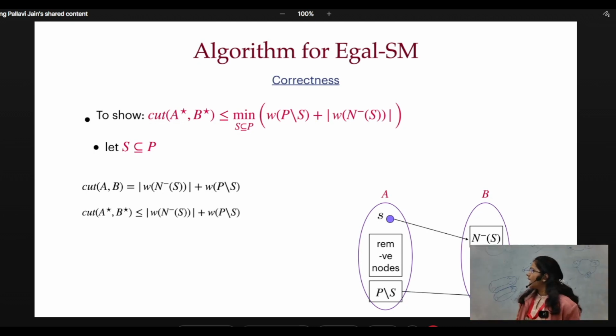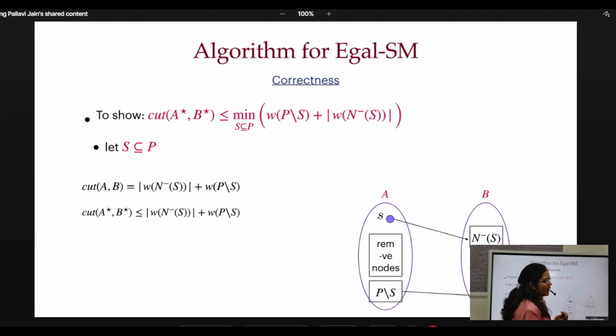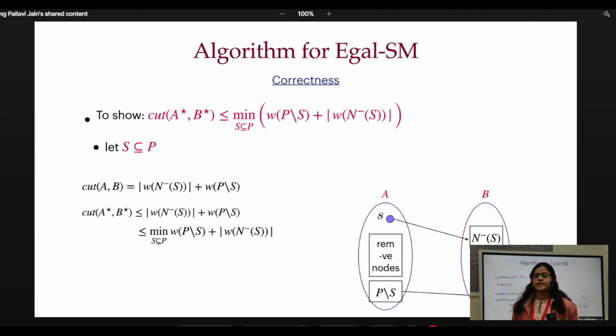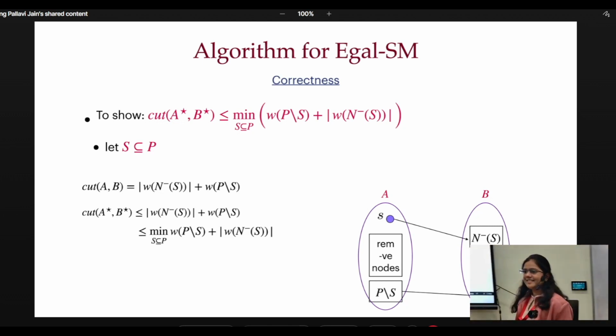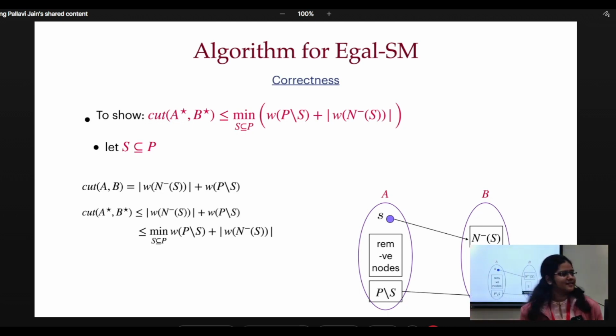Now if you notice, I could say this for any set S, right, because given the set of positive nodes we constructed this cut, right. So I can say that this is also less than or equal to this value. Is it clear to everybody? Are we done? Are we done?